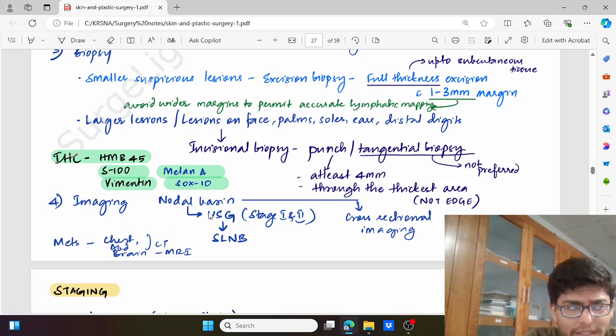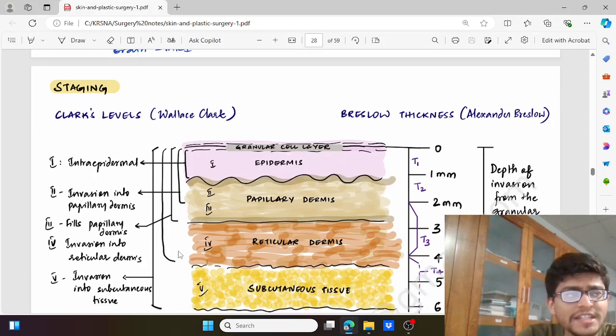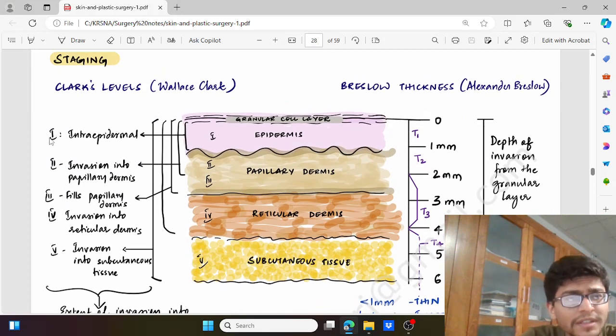Imaging, that will be nodal basin USG for stage 1 and stage 2, followed by sentinel lymph node biopsy, and cross-sectional imaging, CT, MRI. For mets, considering chest, abdomen, brain, CT and MRI. Now the staging, we have various levels or grades given by Clark's level by Wallace Clark and Breslow's thickness by Alexander Breslow.